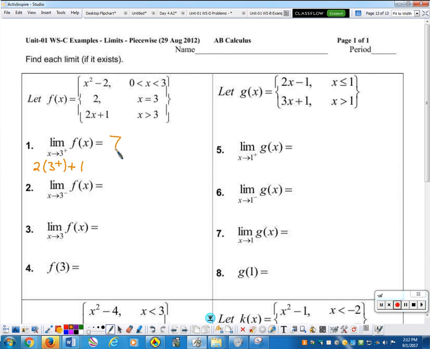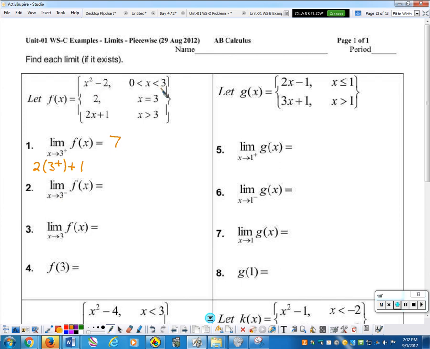Remember, finding a limit just means find the y coordinate. It's all about recognizing which y coordinate. It's also about recognizing how to simplify when necessary. Nicely done. Avery says, hey, it's 3 minus, so that means it's less than 3, so I have to use this formula.